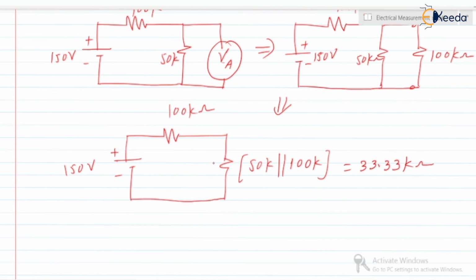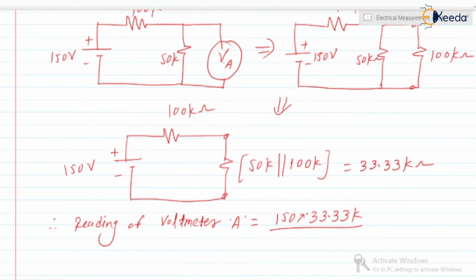33.33 kilo ohm, right? Now can we find the voltage between these two points? Yes, we can use the voltage division rule again. So the reading of voltmeter A is equal to 150, that is the total voltage, into 33.33k divided by 100 plus 33.33, so it is 133.33k.